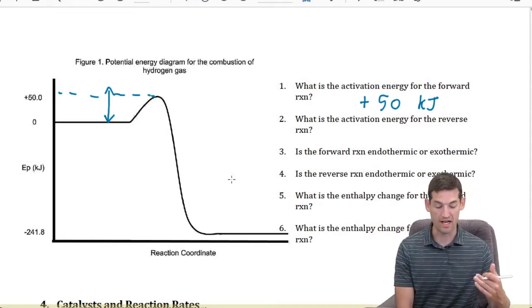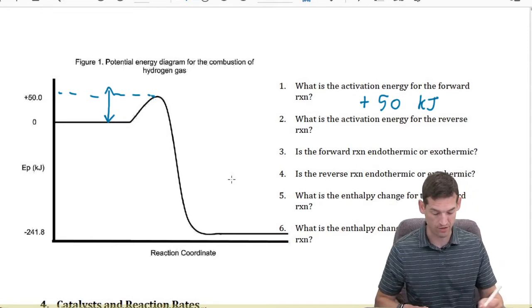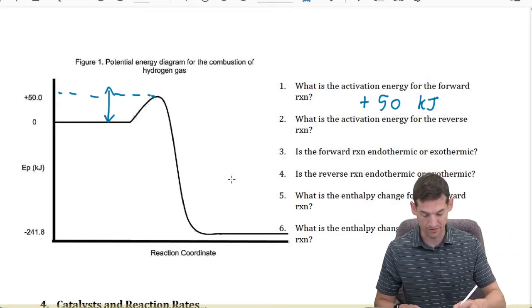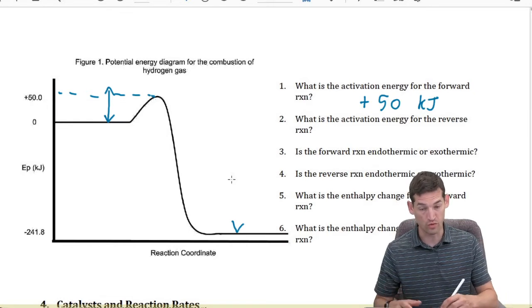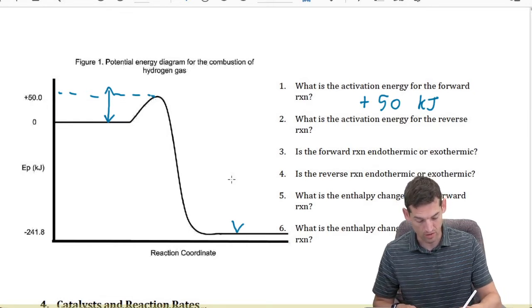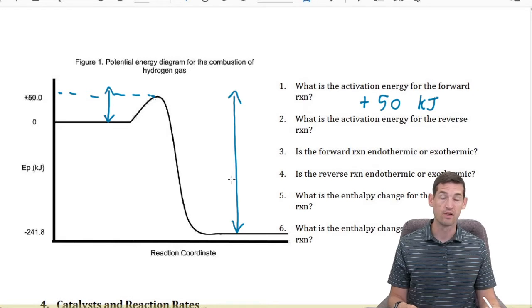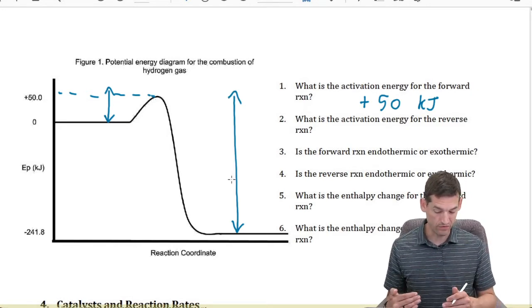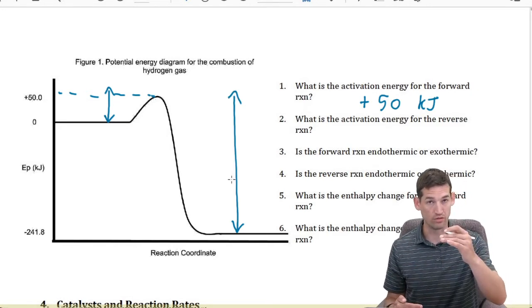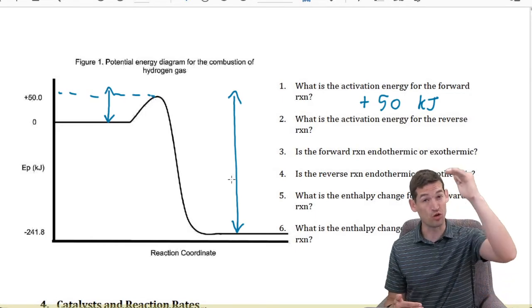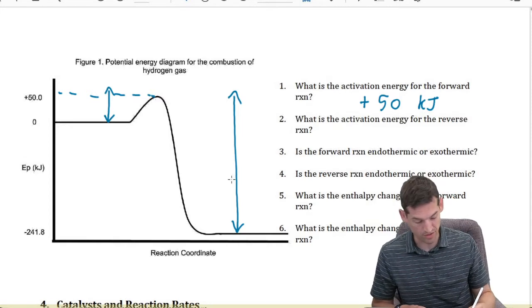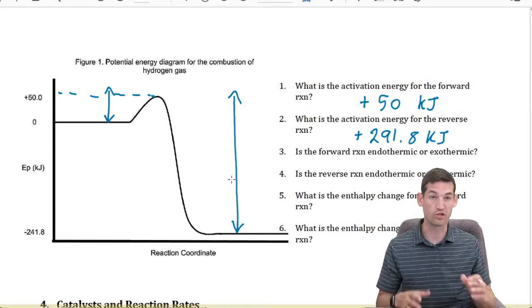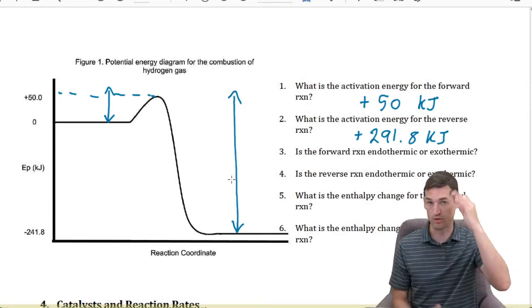Question 2 says, what's the activation energy for the reverse reaction? Well, now if I'm going right to left, I've got to go all the way from here at negative 241.8 all the way to the highest point. So I've got to go from negative 241.8 to 0, and then from 0 I've still got to keep going because I've got to get to positive 50. So this one is a positive 291.8 kilojoules. It's those two combined, because I've got to raise that whole level.